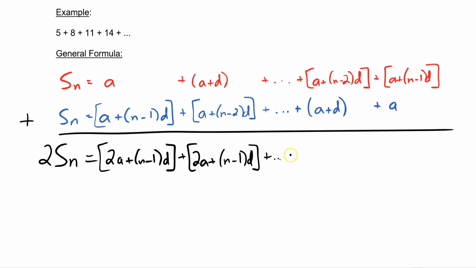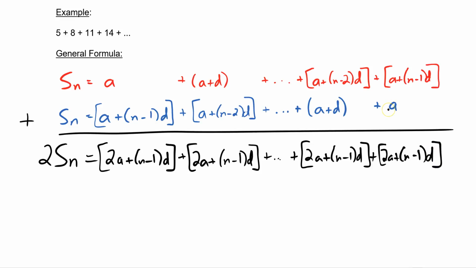Now, if we were to continue doing this on and onwards, we'll essentially just keep getting the same thing. Again, 2a plus n minus 1 times d, and the last one as well will be 2a plus n minus 1 times d. All of those terms, when matched up, add to the same thing, which is 2a plus n minus 1 times d. So what I want to do now is simplify this a little bit, and rearrange the equation or isolate the sum.